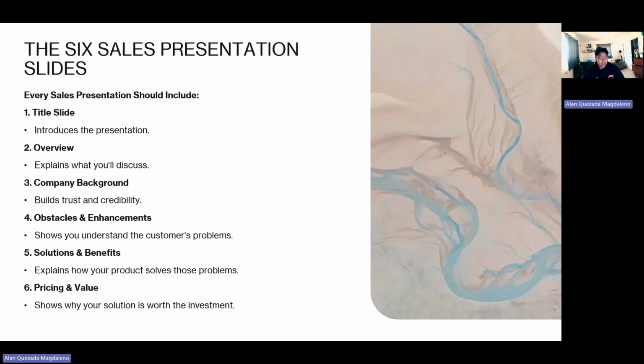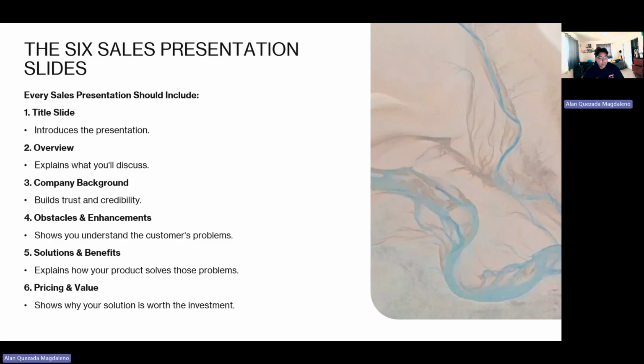The module explains the six slides that make up an effective sales presentation. The first slide is the title slide. It's a simple introduction. The second slide is the overview. This tells the audience what you'll be discussing during the presentation, so they know what to expect. The third slide is the company's background.